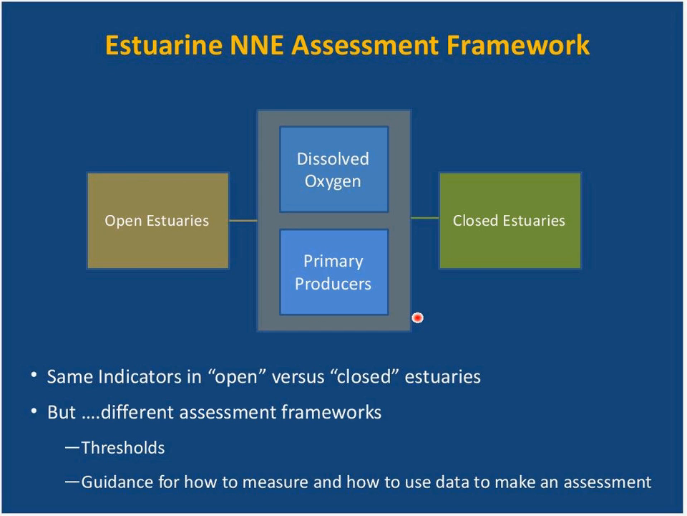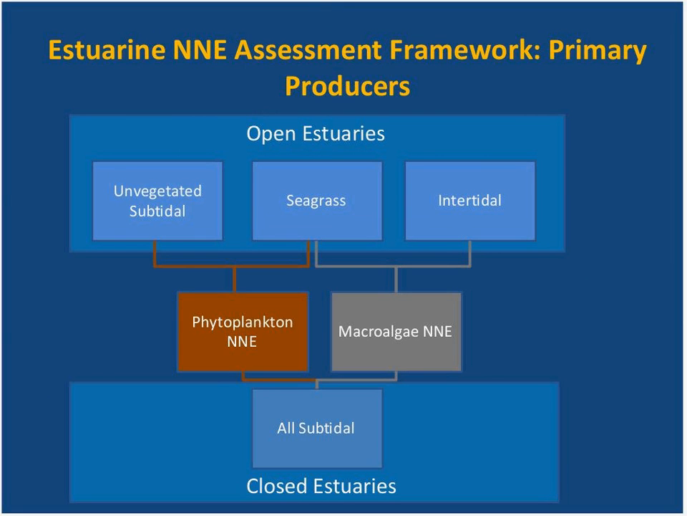Then think about it this way: both open estuaries and closed estuaries, when they're in that state, share both dissolved oxygen and primary producers as types of indicators. But then the thresholds could potentially be different. If we're using an open estuary versus a closed one, guidance for how we measure it and how we would use data to make an assessment would also be really different. And so this is how we're conceptualizing it.